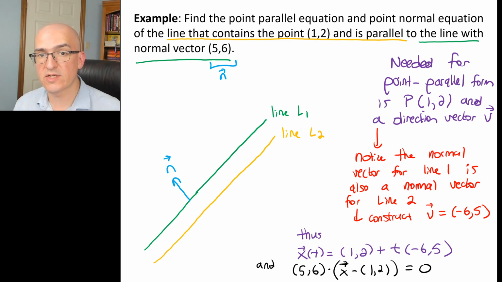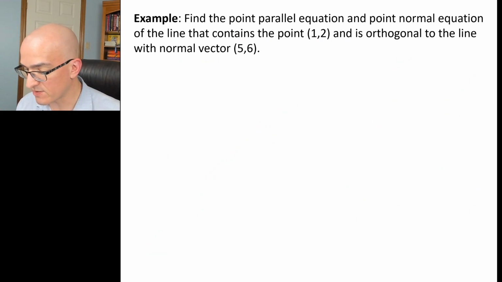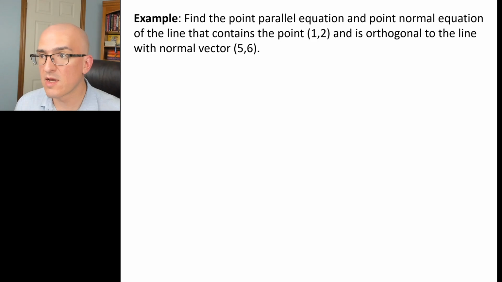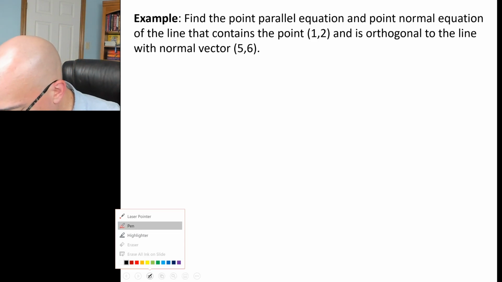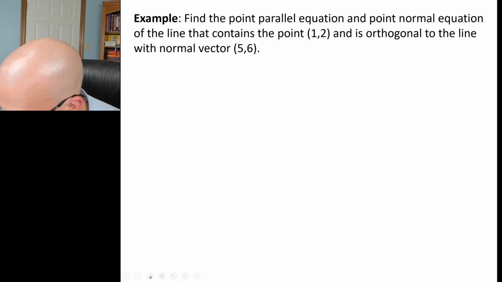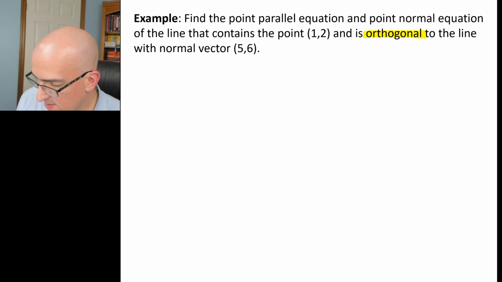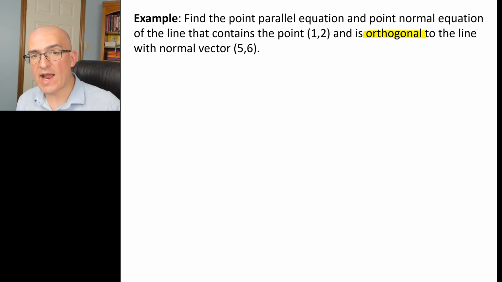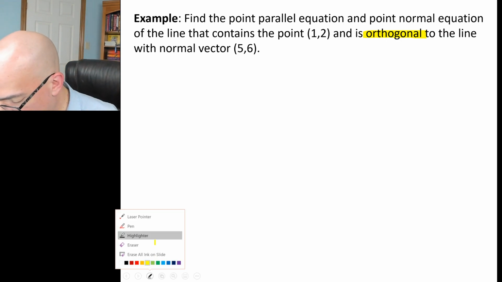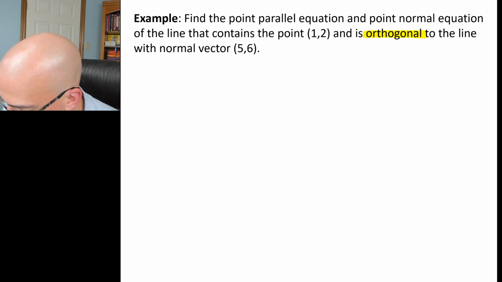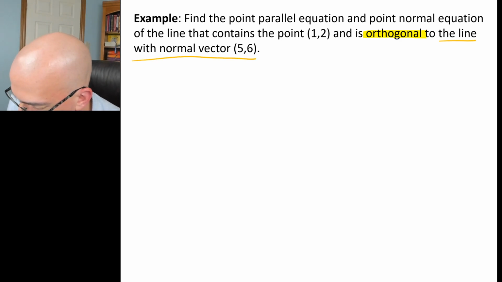The work was necessary for this problem for the direction vector. Now in this one we're going to do the same thing, except look what's happened. The relationship between the lines is different. The second line is now orthogonal to the first line. They're 90 degrees to each other. So I'm going to draw that first line, the line with normal vector 5 comma 6.